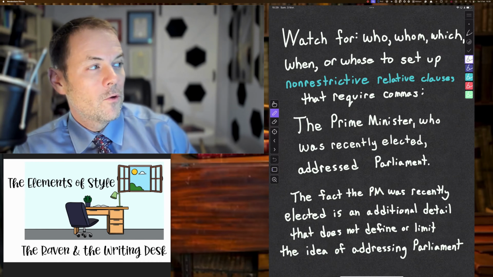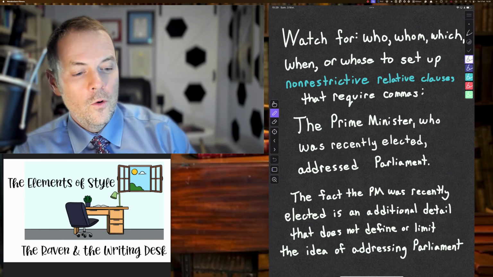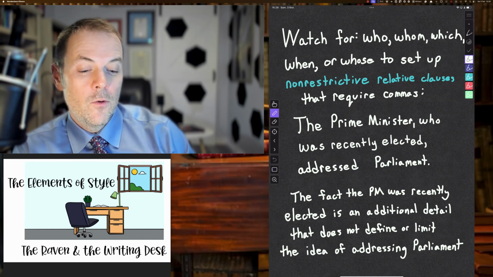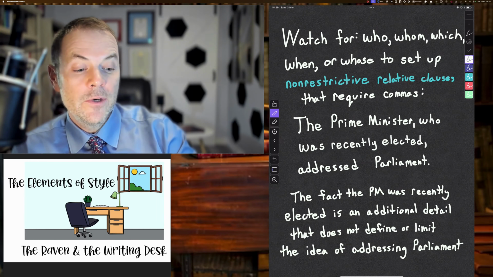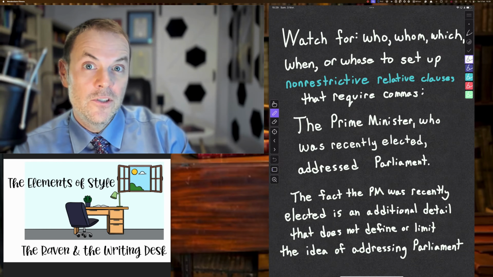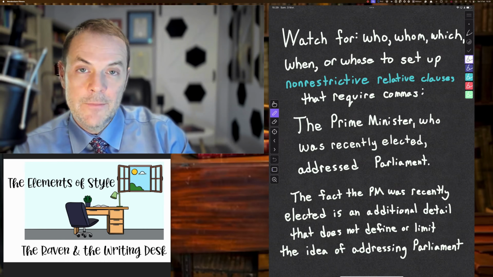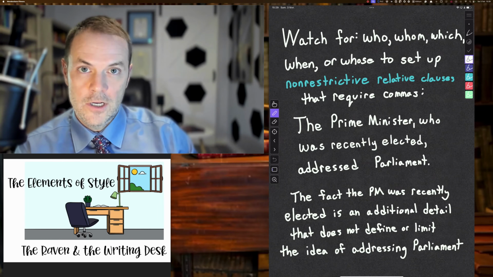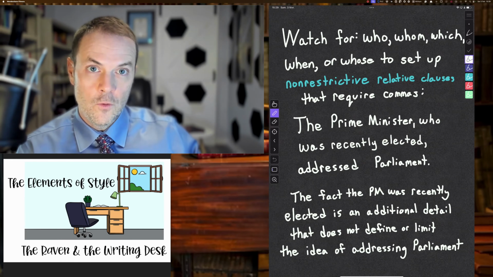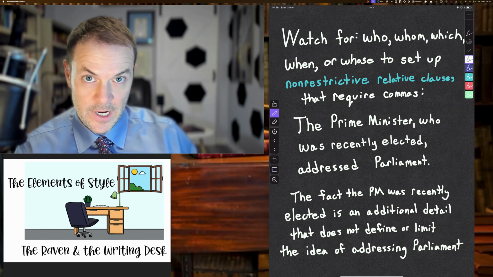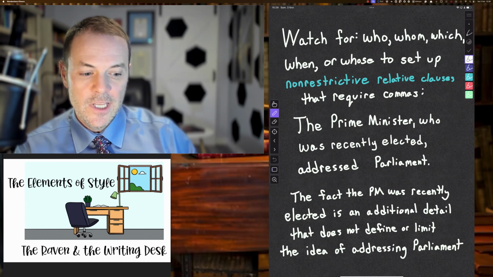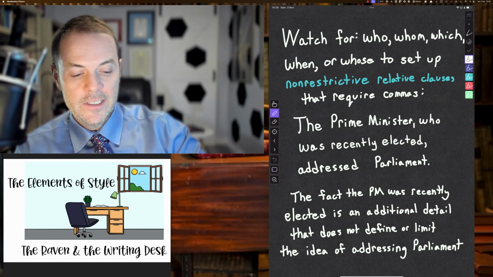Watch out for the words who, whom, which, when, or whose, because they're probably going to set up a non-restrictive relative clause. And as you may have guessed, a non-restrictive relative clause is another example of a parenthetic expression. Quickly, what is a clause? A clause is a group of words that come together to form an idea. We're going to be talking more about them in the next rule, so I'm going to leave it at that for now. Let's just look at this example.